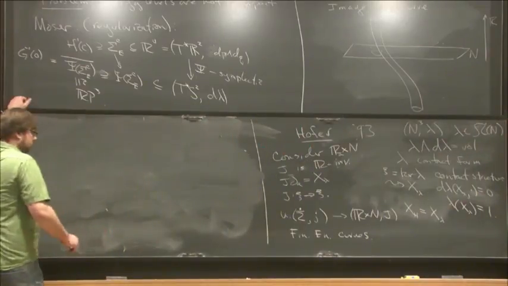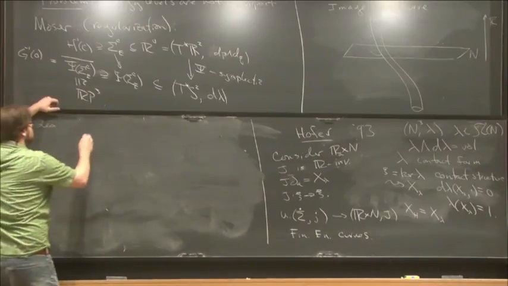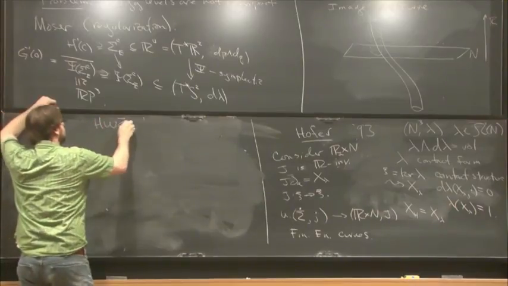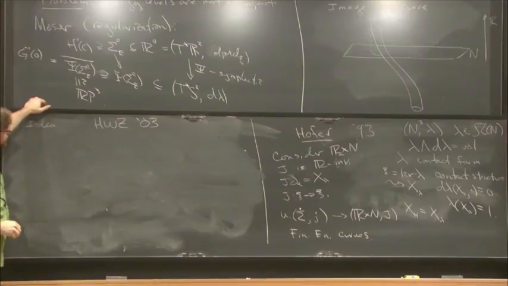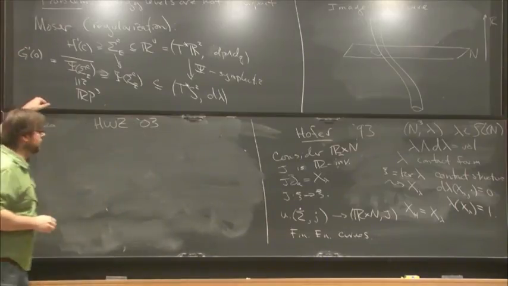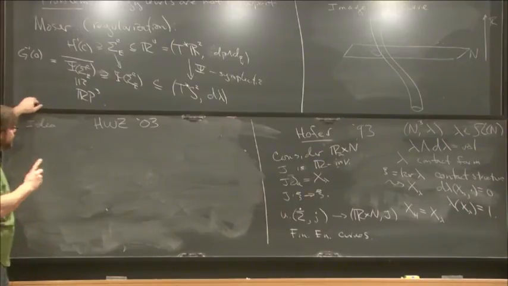So now look, here's an idea. And this idea is the core idea of probably Hofer, Wysocki and Zehnder's 2003 paper on finite energy foliations. It also arguably is a key idea in their 98 paper on dynamically convex, or no, strictly convex hypersurfaces in R4. So the idea is the following.